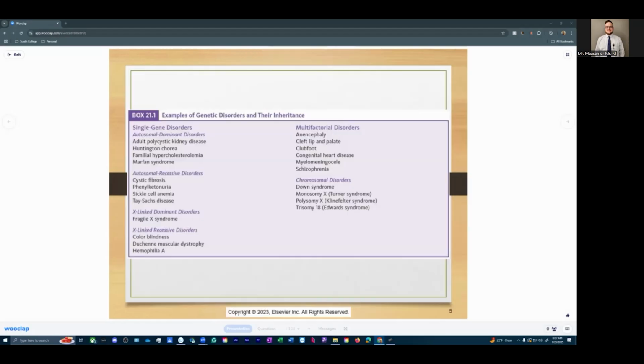Examples of congenital disorders are on page 572. There are different types. I might get a single gene from one of my parents, and it carries this disorder, like Huntington and polycystic kidney disease. Then there are things that are recessive and dominant. We're going to talk a little bit about recessive genes and dominant genes. And then there's X-linked dominant and X-linked recessive. Those are some of the big ones. Then there's multifactorial, which means there might be multiple genes or multiple things involved. And chromosomal disorders are usually an extra chromosome or a missing chromosome, something like that.